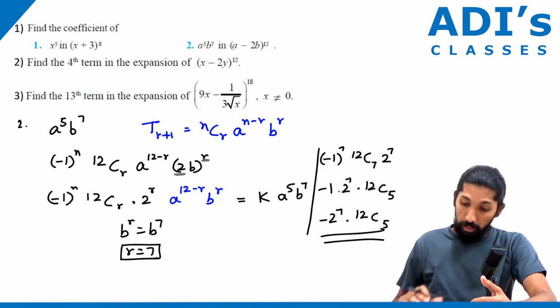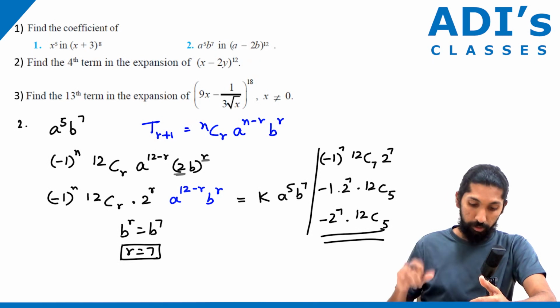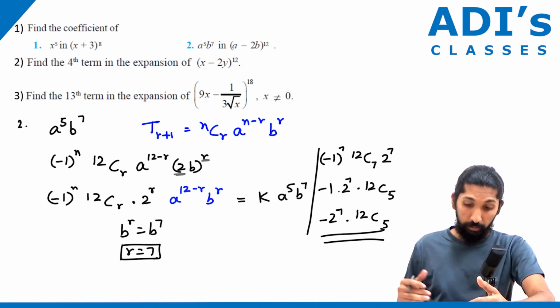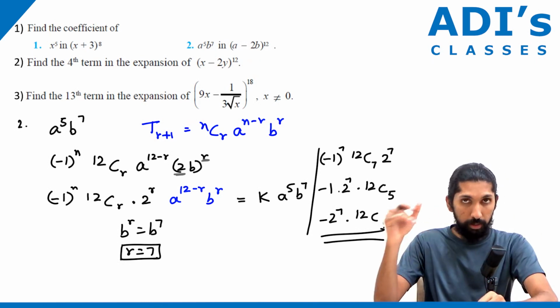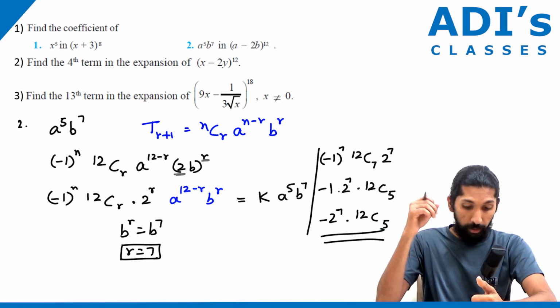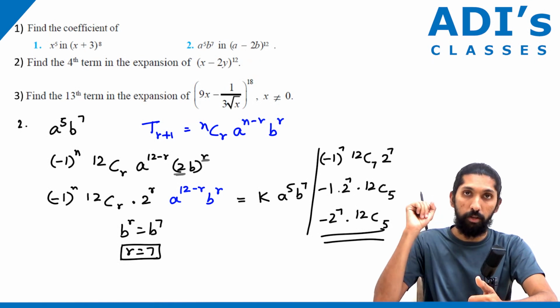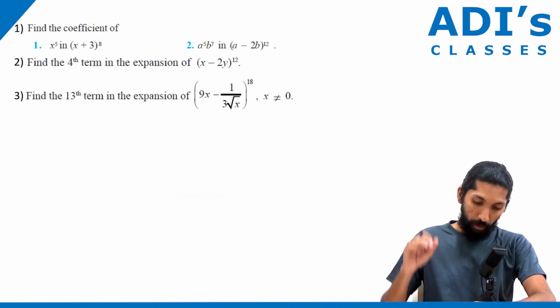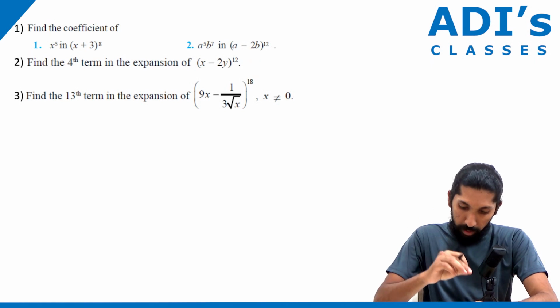Clear? So this is the answer for the second question. Now let's do the second one. In the first main question, there are 2 sub questions. This is the second one's answer. Now we'll do the second part. Find the fourth term; that particular question we will solve. See the second one. Find the fourth term of the expansion, this one.